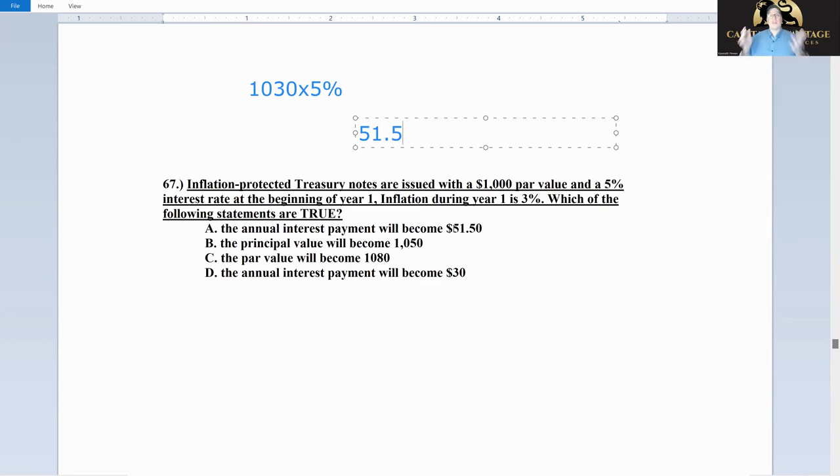It's not hard on this. So the TIPS question, not horrendous. All you're doing is adjusting the par value by the inflation rate and then multiplying the coupon by that. Remember, the coupon doesn't change. So you are getting more money. Think about it. Inflation went up by 3%. You're getting 3% more. You're maintaining. It's not the best hedge against inflation. Common stock and gold is. But it is what it is.